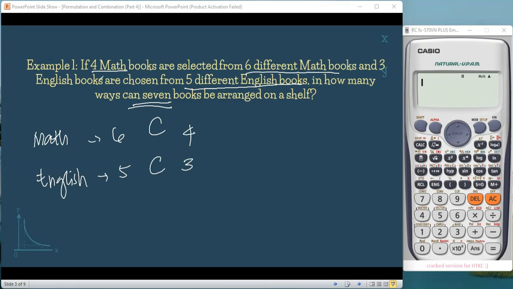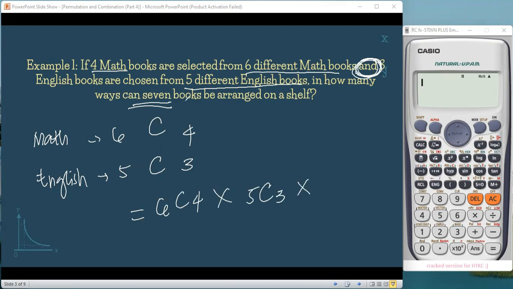So sabi po dito, di ba, if 4 math books are selected from 6 books, so that is the combination of 6 taken 4 at a time. And, so may nakikita tayo ditong end. At ang end po natin, ano nga pong symbol natin yan? Mathematical symbol, that is multiplication. So, ibig sabihin, i-multiply po natin si the combination of 6 taken 4 at a time para kay math at si combination of 5 taken 3 at a time para kay English. So, that is 6 combination of 4 times 5 combination of 3.